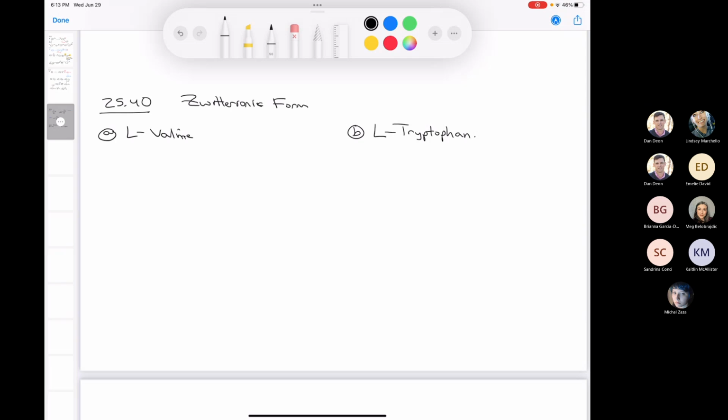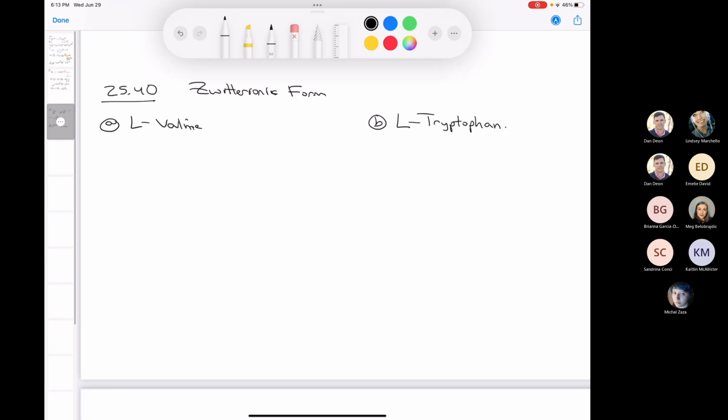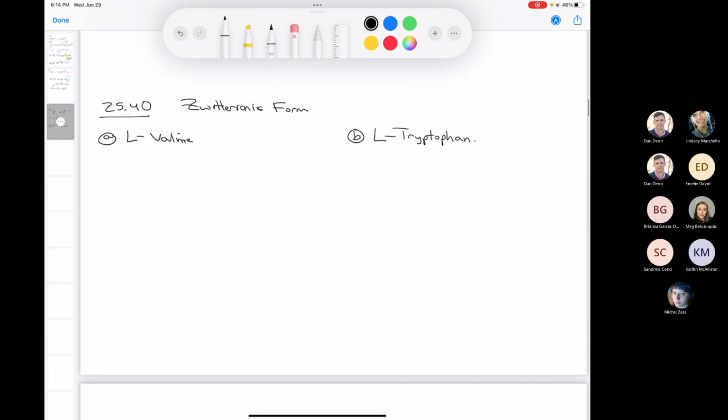9 to 10. So if we want to draw L-valine, which is the naturally occurring form of valine, we start by drawing our carboxyl, put a negative charge on it. Then we put our amino group pointing down on a wedge like that, and we end up with our Zwitterion, and our valine has an isopropyl group as its R group. So there's the Zwitterionic form of valine.